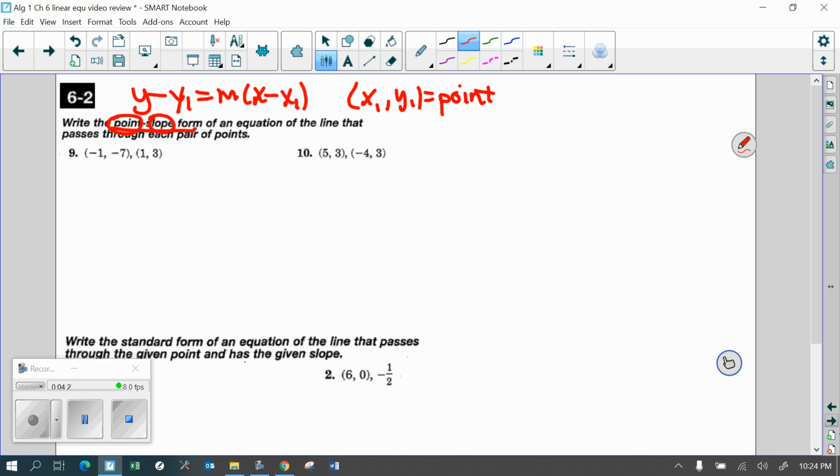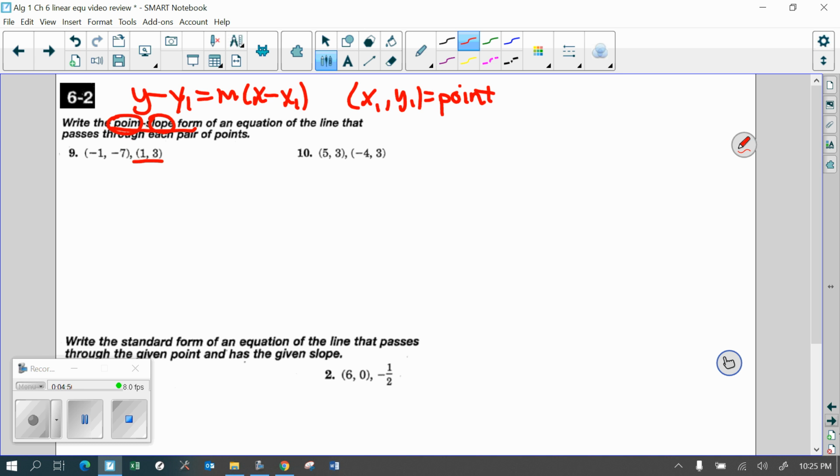Okay, it passes through each pair of points. So I have a point already. I have 2 points. I have to choose one of them. It doesn't matter which one. So don't think you have to memorize, oh, it's got to be a certain one. No, it doesn't. I choose the one that usually has the most positives, because remember, I'm going to be subtracting here. So that way I don't have to remember doing negative times negative and make it a positive.